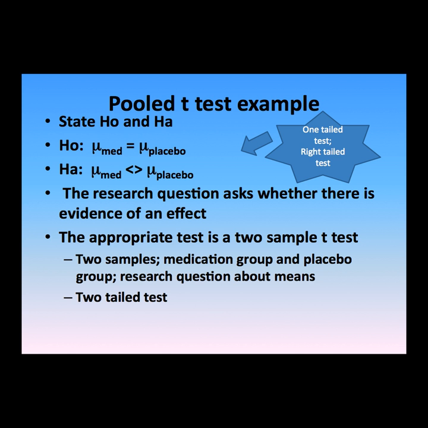The appropriate test in this case is a two-sample test because we have two samples, one sample from the medication group, one sample from the placebo group. Those two samples were not related, they are independent of each other, making the pooled independent samples t-test the appropriate test. And we were told to do a two-tailed test.